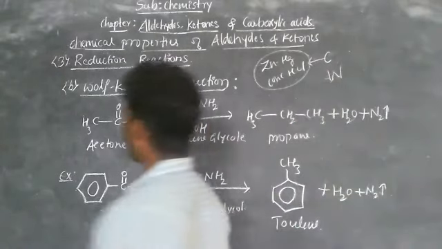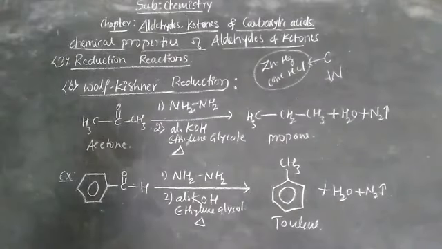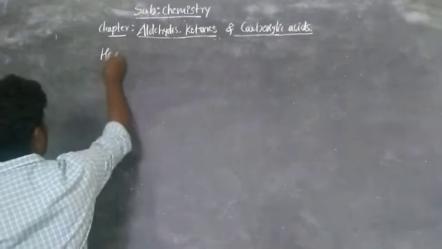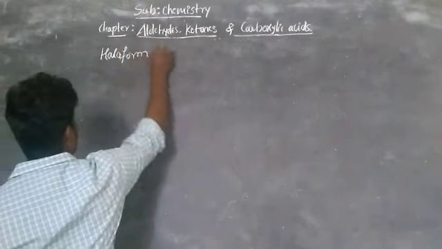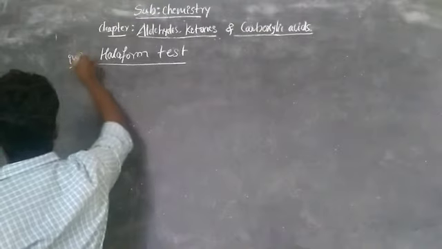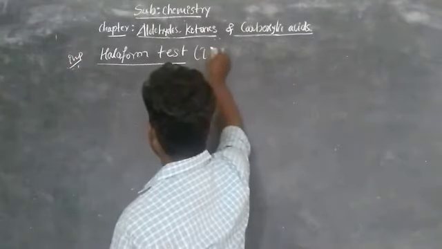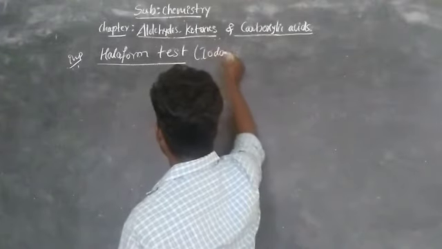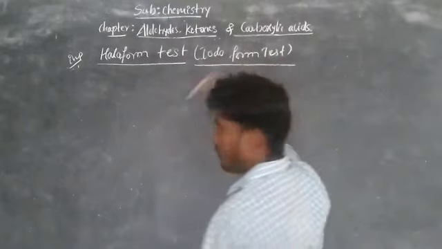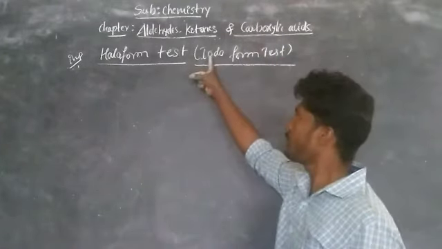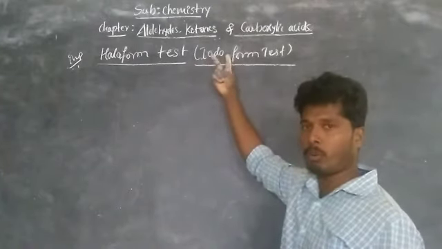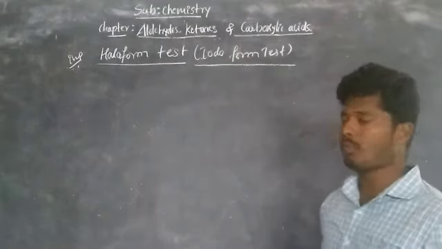Now take the fourth one, the haloform reaction. The next one is the haloform test. Haloform test is important, very important. Halo means halogen. Iodine is one of the halogens, right? So you can take iodine, fluorine, chlorine, or bromine, anyone. Particularly the iodoform test is very important.